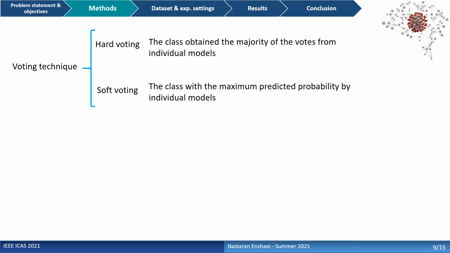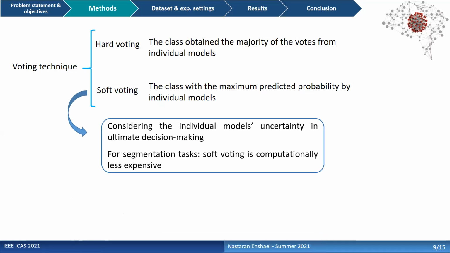Hard voting and soft voting are the most commonly used techniques in ensemble learning. In hard voting, the class that obtains the majority of the votes from individual models is considered as the predicted label for the sample. In soft voting, the class with the maximum predicted probability by individual models is considered as the sample's label. So soft voting, by considering the predicted probabilities, can take into account the individual models' uncertainty in ultimate decision making.